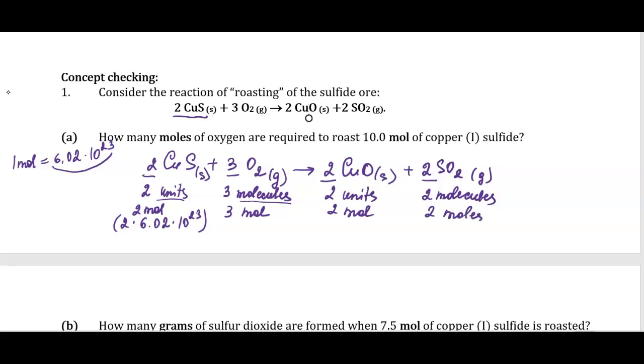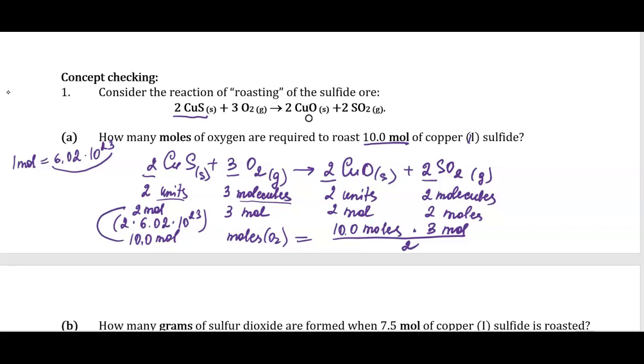Okay. What if I have not 2 moles? I have 10.0 mole of copper. How many moles of oxygen are required for this reaction? We have a ratio. Amount of moles for oxygen will be 10.0 moles multiplied by 3 moles divided by 2. So I'm just comparing 10 with 2.